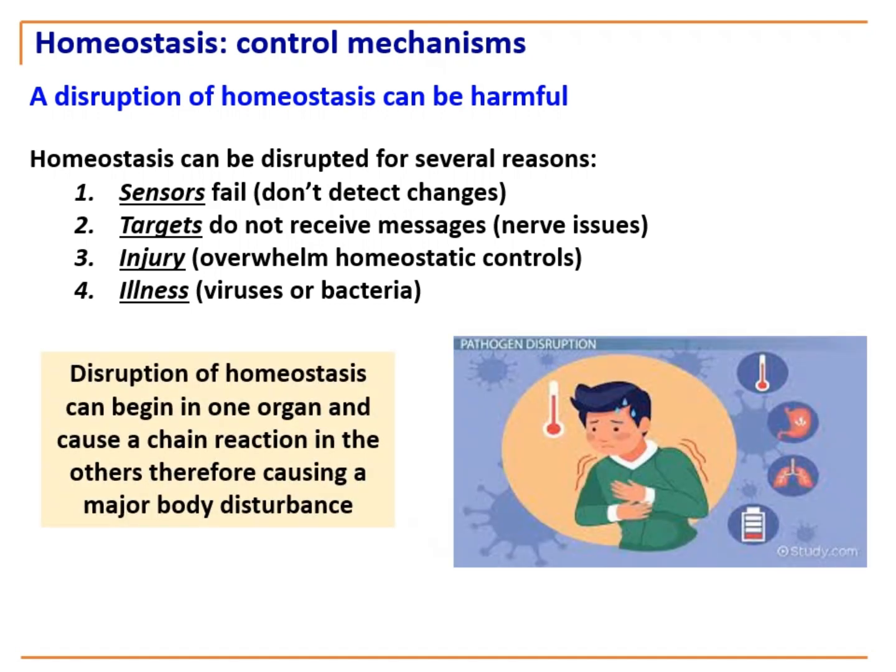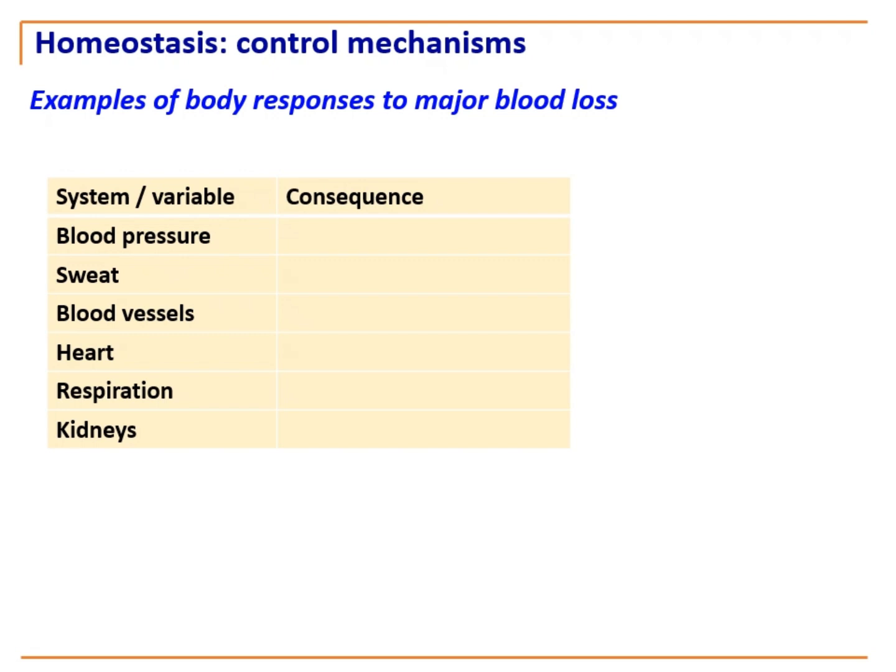So a key thing about this, disruption of homeostasis can begin in one organ, but it can cause a chain reaction in others, therefore causing a major body disturbance. So an example, let's presume that you've had or someone has had a major blood loss. What are some of the consequences that actually potentially can happen?